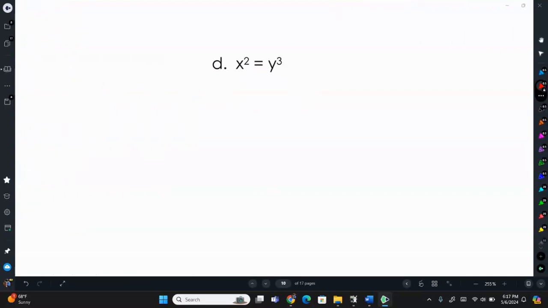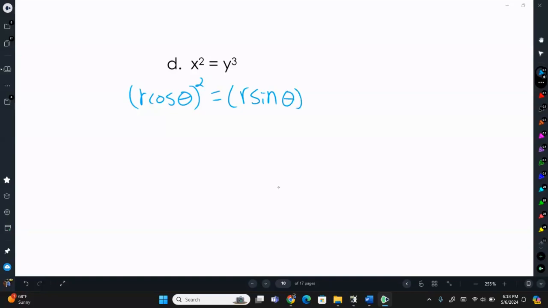All right, then letter D, we have x squared equals y to the third power. Now, you might be tempted to try to make this x squared plus y squared because we can replace that with r squared. But if we subtract y to the third power from both sides, then we have a subtraction sign. So that's not going to help us. So what we'll do is switch this to r cosine theta squared equals r sine theta cubed.